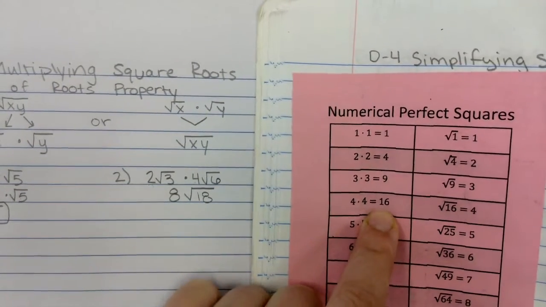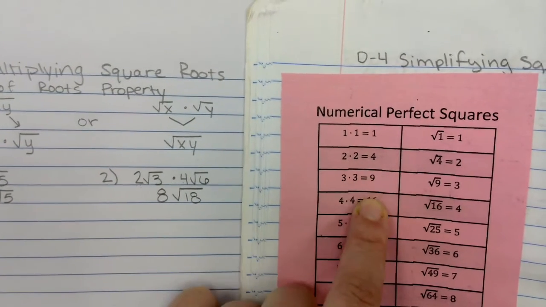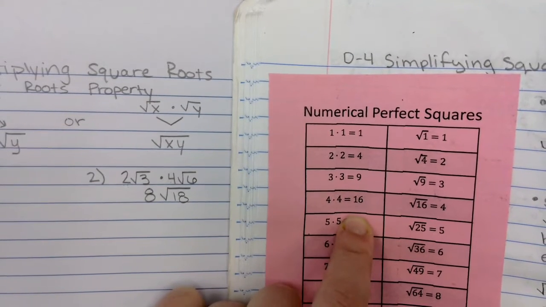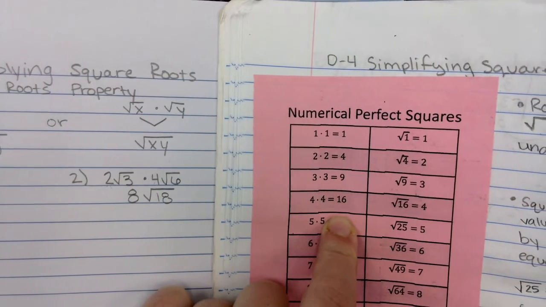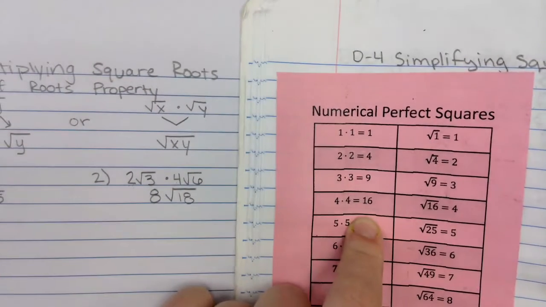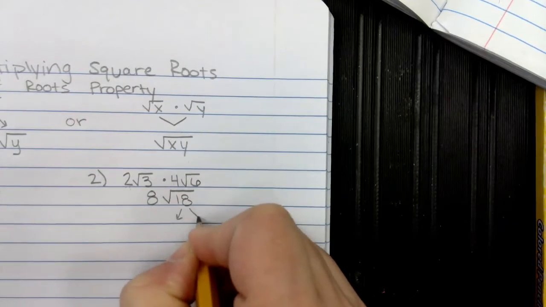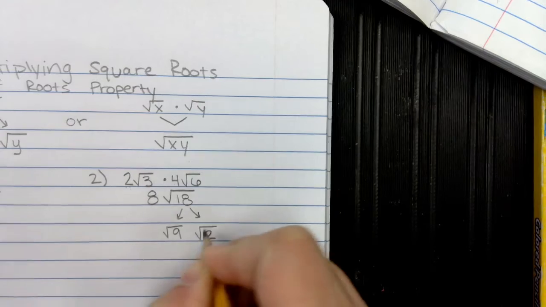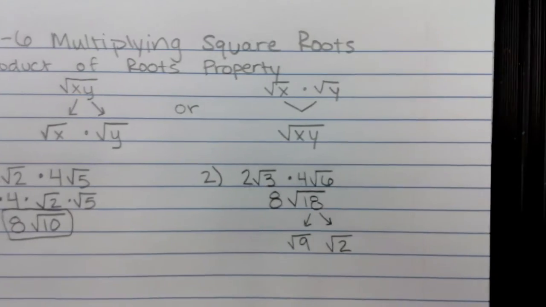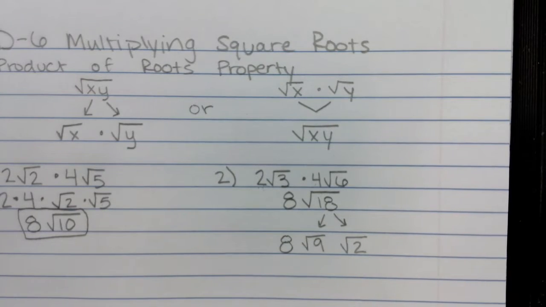So the square root of 18, we can break that up into the square root of 9 times what? 2. 9 times 2 is 18. I do want to keep that 8 in front, still just hanging out. What is the square root of 9? 3. So 8 times 3 times the square root of 2. And what is 8 times 3? 24. So we get 24 square root of 2.